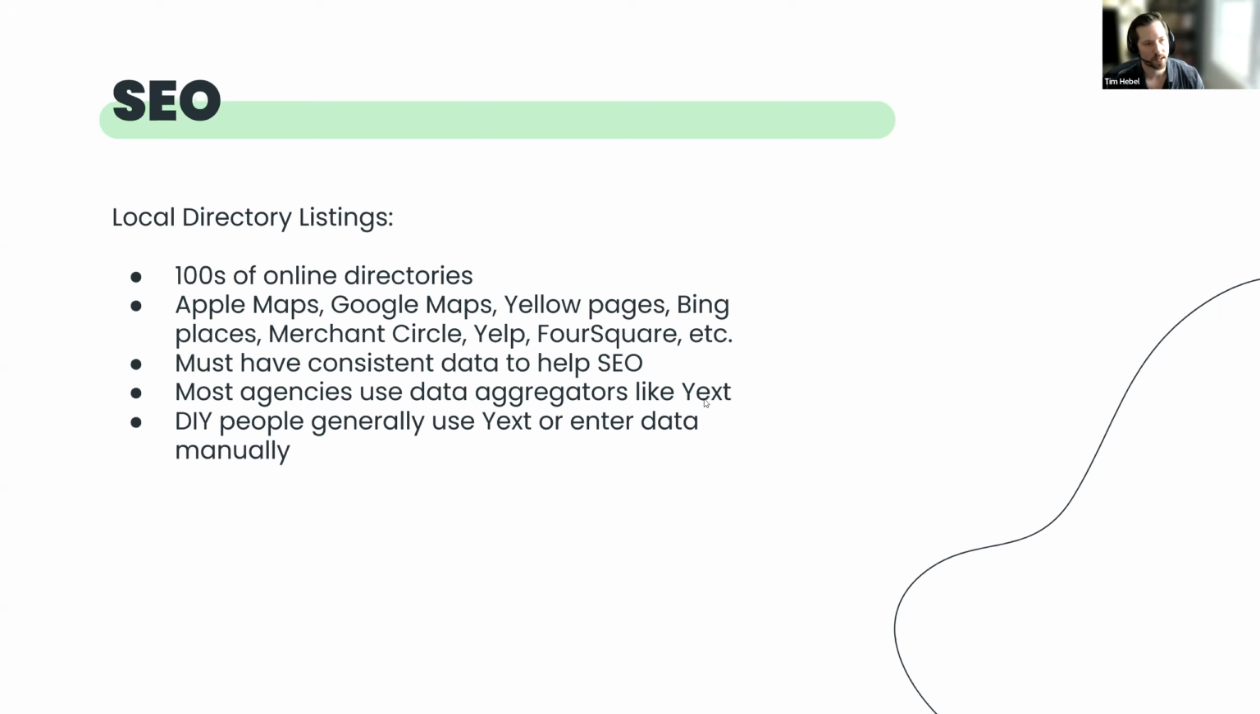Yext is kind of expensive, so a lot of DIY people that are trying to get these local directory listings, some use Yext, but it's not worth it financially. So some people do resort to entering the data manually. You can go into each of these services and create a profile, and it's very time consuming. It is a hassle. But the issue with Yext is it isn't a one-time payment. They bill you every month, which is kind of annoying. It's their business model. There's no reason it has to be that way, but that's just how that company is run.